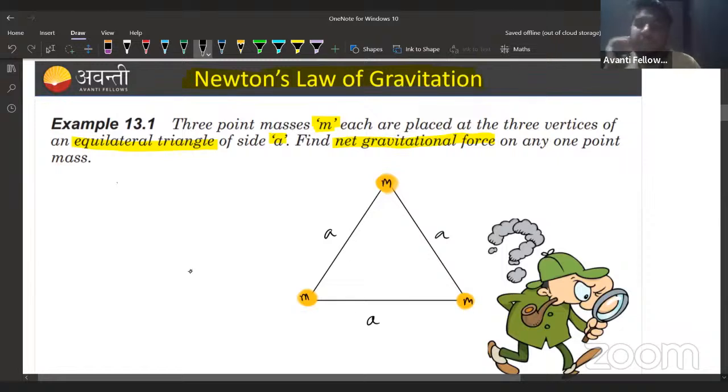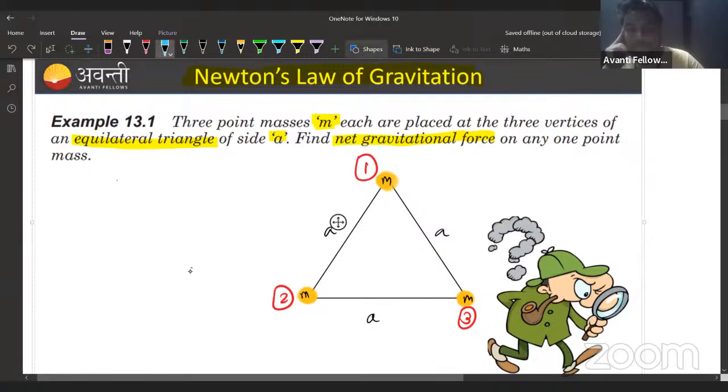Now, on any one mass, let's select a mass. I'm going with the mass on the top. This mass is being attracted by this mass, right? Let me give them the names: first, second, and third. So our first mass, since we selected it, is being attracted by the second mass. So there will be a force acting in this direction, yes or no? Okay, let me just clear it up.